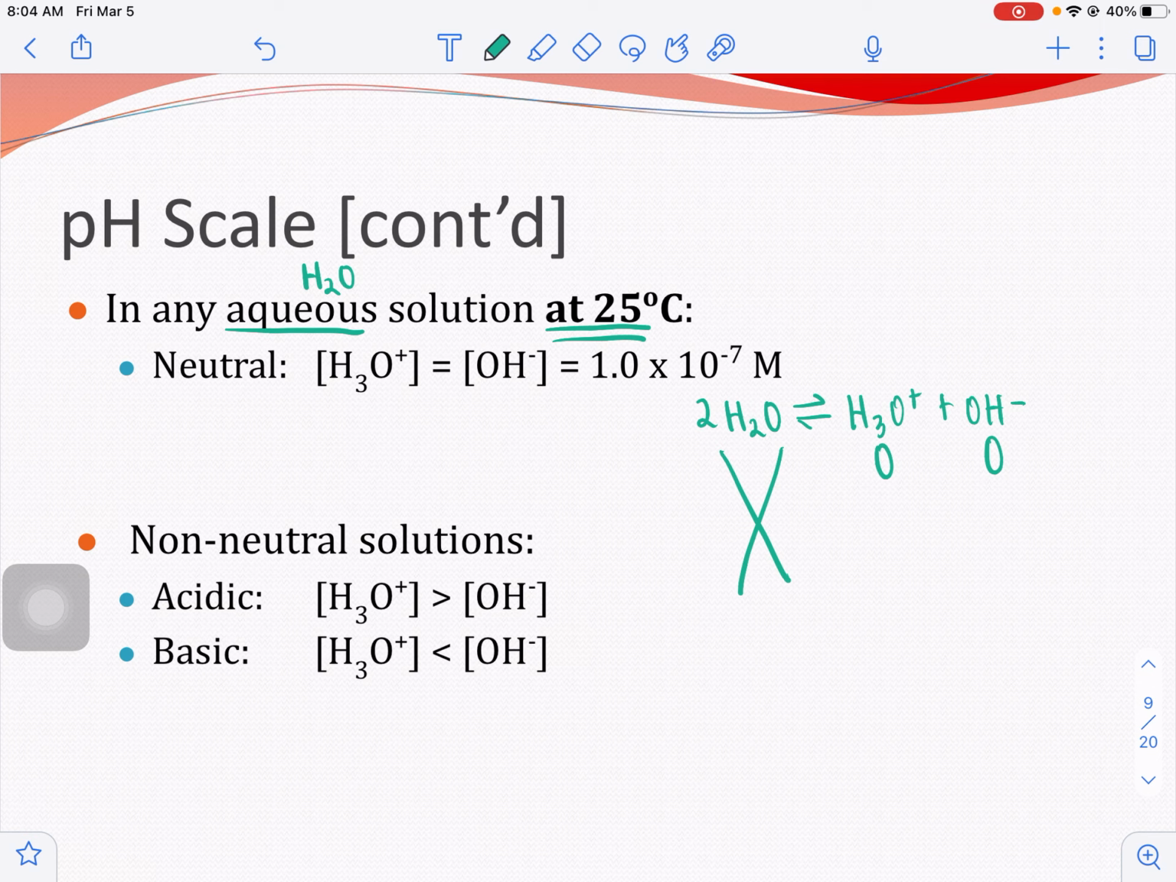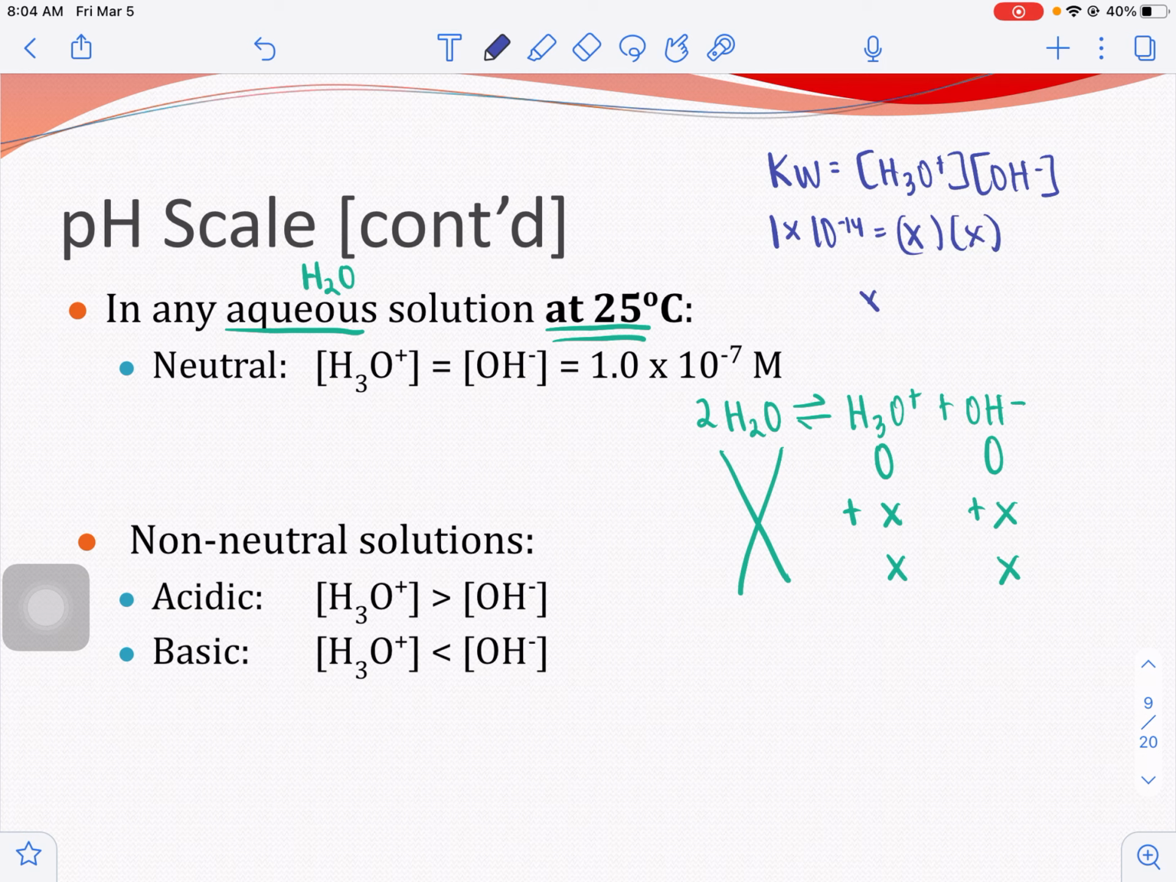We'll assume these are both 0 before anything happens. All right, our water, we put it with water. It'll make this equilibrium. These will both go up by x. So at equilibrium, they are both x. Well, we know that Kw equals hydronium times hydroxide. So 1 times 10 to the negative 14th equals x times x, which is how we get that 1 times 10 to the negative 7th. But again, that's at 25 degrees Celsius. At other temperatures, K is different, and that would not be true.